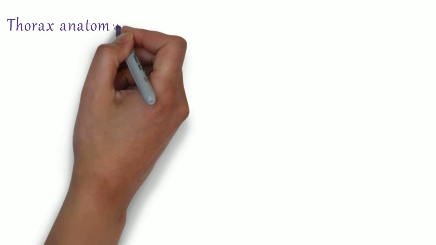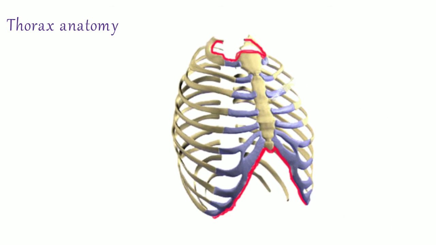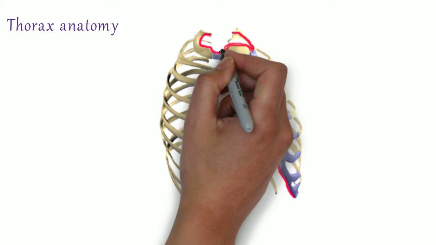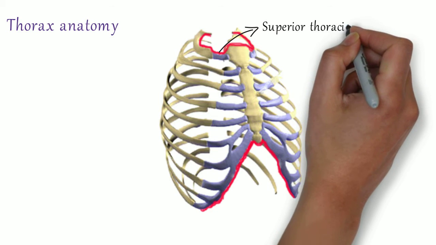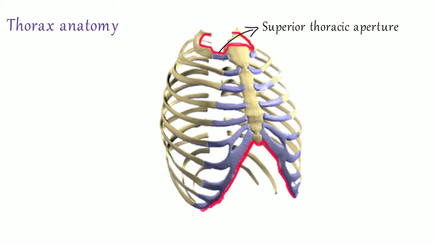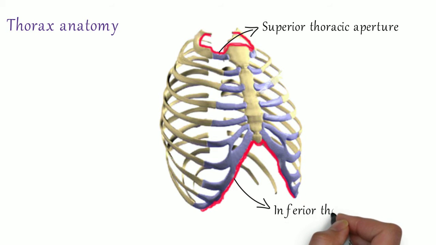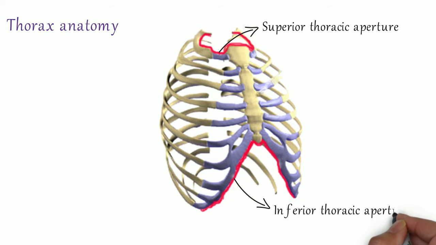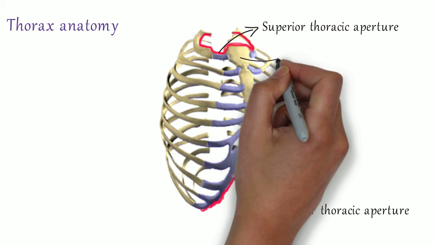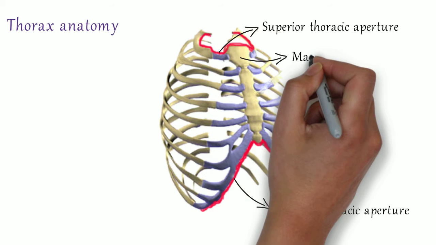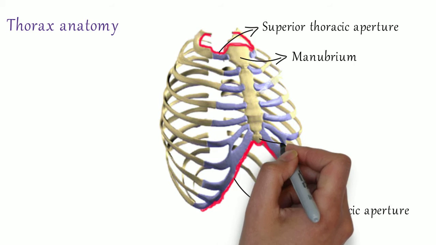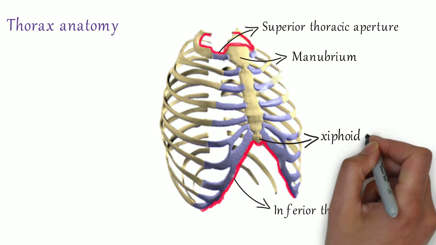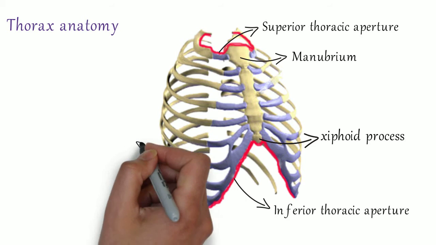Today we are going to discuss thorax anatomy. First, the thoracic wall. It extends between the superior thoracic aperture and inferior thoracic aperture. Superior thoracic aperture is bordered by first thoracic vertebra, first rib and manubrium. Inferior thoracic aperture is bordered by 12th thoracic vertebra, 11th and 12th rib, costal margin and Xiphoid process. The gap between the ribs is called intercostal space.